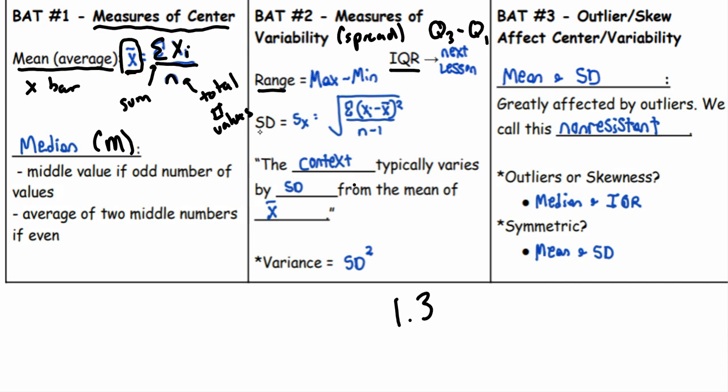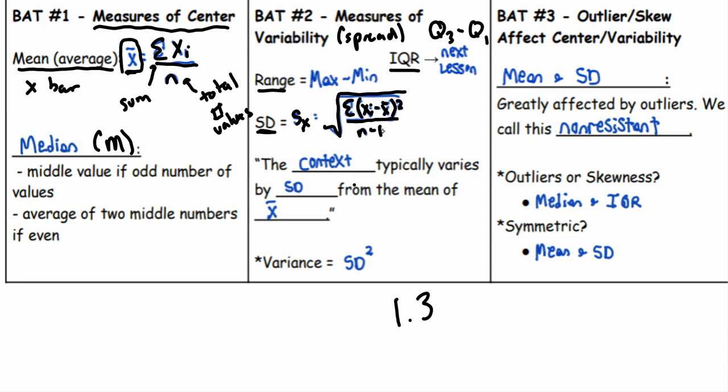The standard deviation, also known as little s of our variable x, is the square root of the sum of the differences between our value and the mean. We take that difference and square it, so we just have a positive number, divided by the total number of values minus 1. And that's how we get our standard deviation.